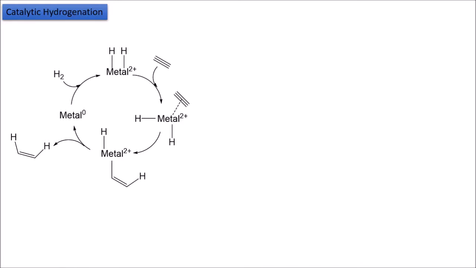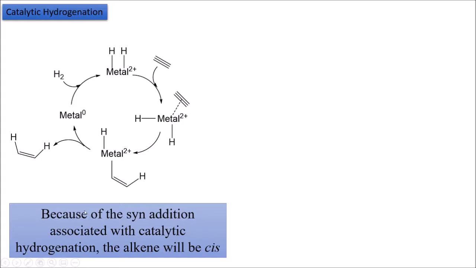One thing that's important to note is that the two hydrogens add to the same side of the original alkyne. This is referred to as syn addition, and this is important. If you think about this from a chemist's perspective, we just turned our alkyne into an alkene, and the two new hydrogens that we add are cis relative to each other. Under normal catalytic hydrogenation, this alkene that we just produced will immediately run this lap again. So because of syn addition associated with catalytic hydrogenation, this alkene will be cis at the end of the catalytic hydrogenation.